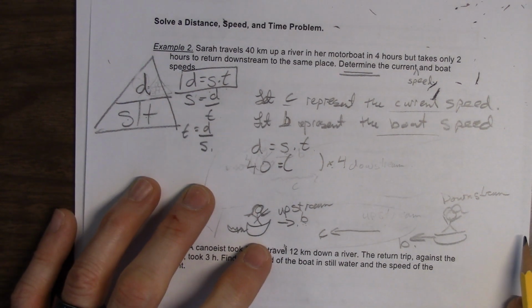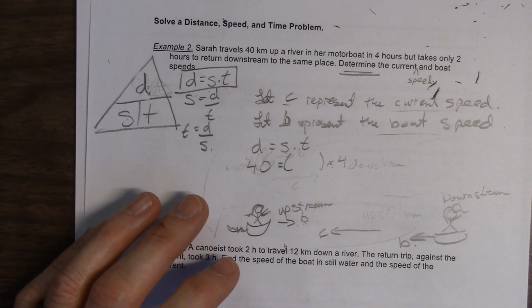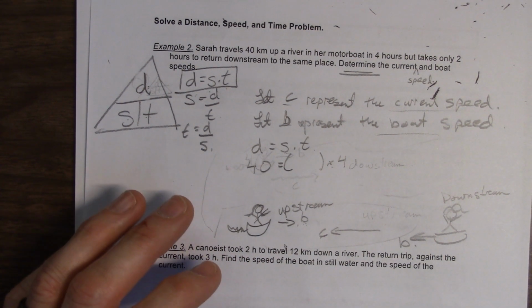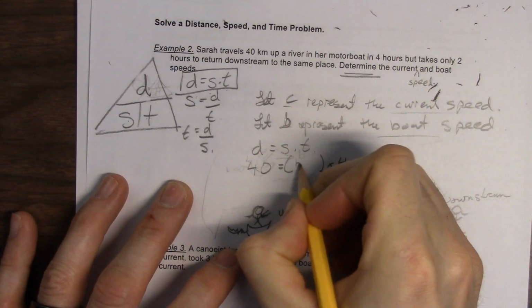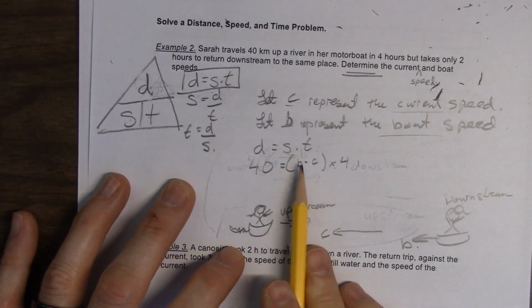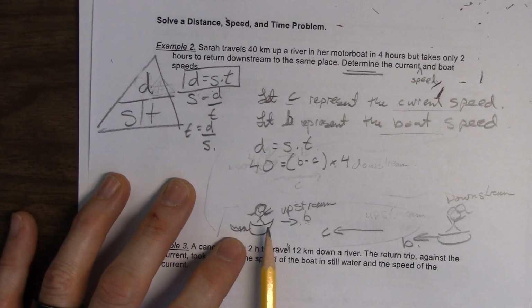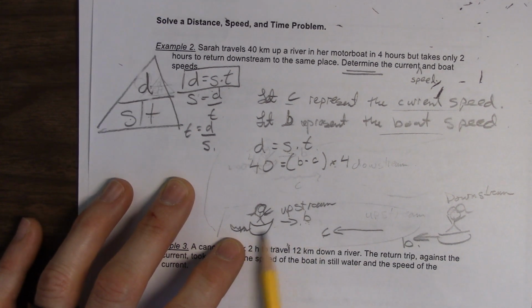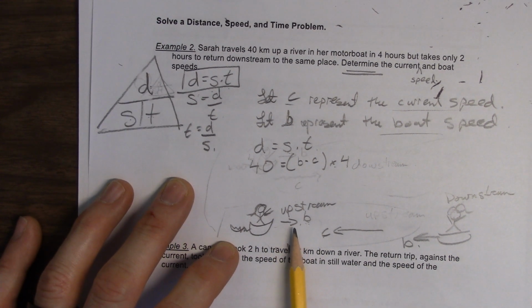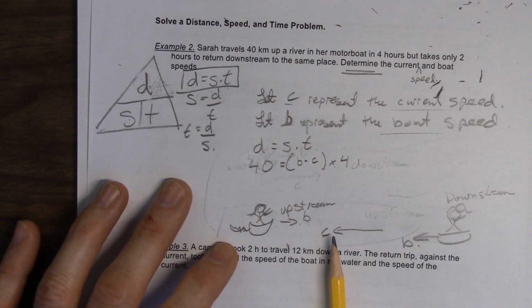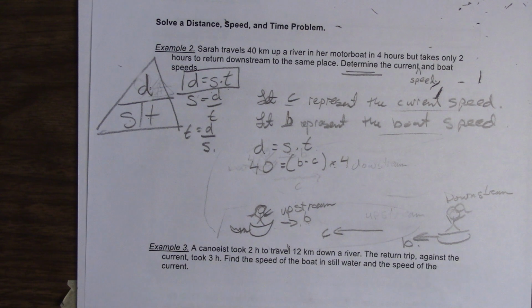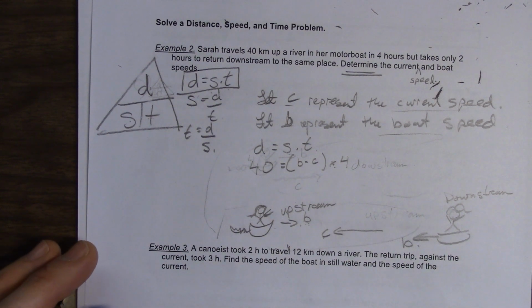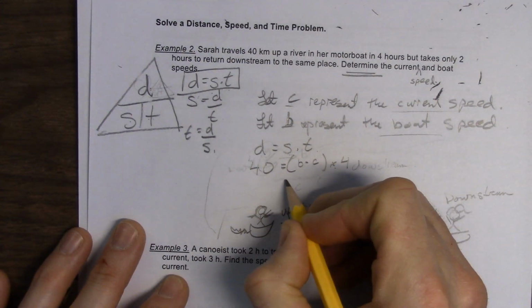C minus B. Close. But incorrect. Yeah. B minus C. Yes, that's what I like. And the reason it's B minus C and not C minus B is because her direction is the boat speed. Right? You understand? And you're minusing the speed of the water. The water is going against the boat. Does that make sense? All right, so we got one equation. Now we have to do another equation. We're going to do the second equation.